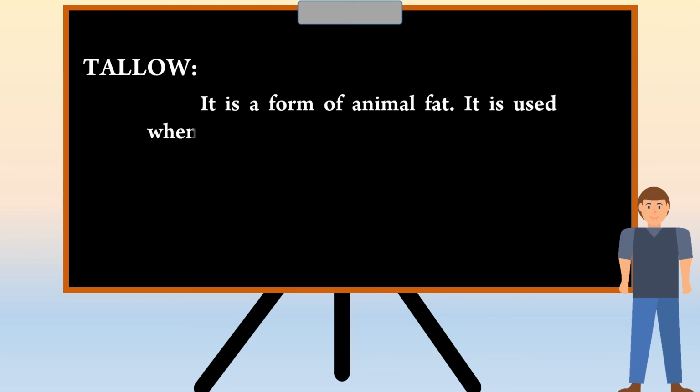And second, we are going to see the definition of tallow. It is a form of animal fat. It is used when soldering lead, brass, and pewter.